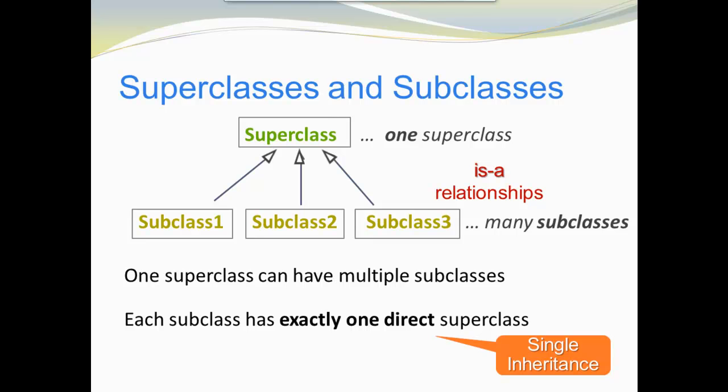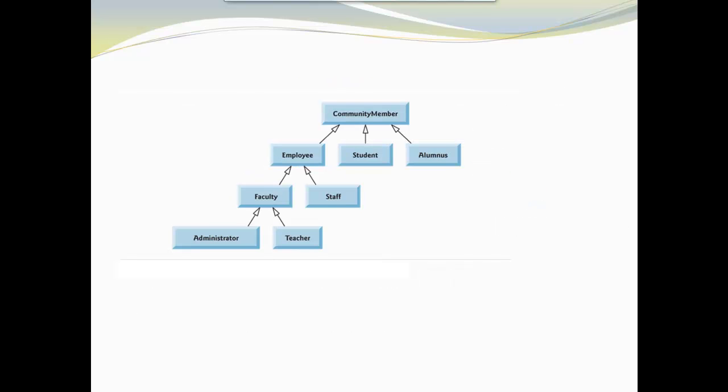So in Java, it is impossible to inherit from multiple classes. Each class has exactly one direct parent class, or how it is called in Java, superclass. Let's look at this example.